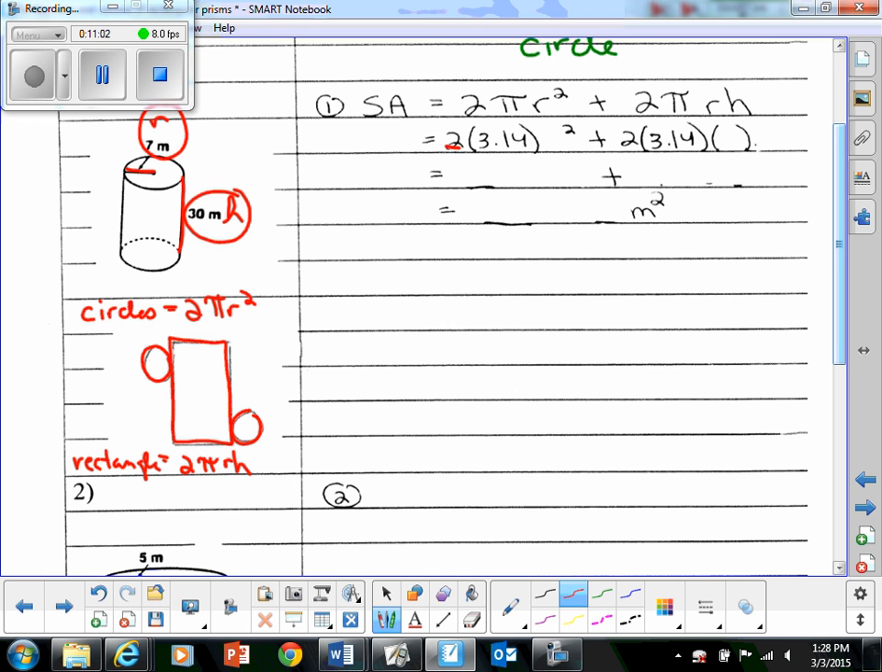So we have 2 times 3.14 times my radius, which is 7, and your radius is squared. Okay, you want to square your radius first before you do anything else. Then I have 2 times 3.14 times my radius, which is 7, times my height, which is 30. Okay. For my next step, I am going to calculate just my radius squared because I don't want to skip doing that. 7 squared is 49.